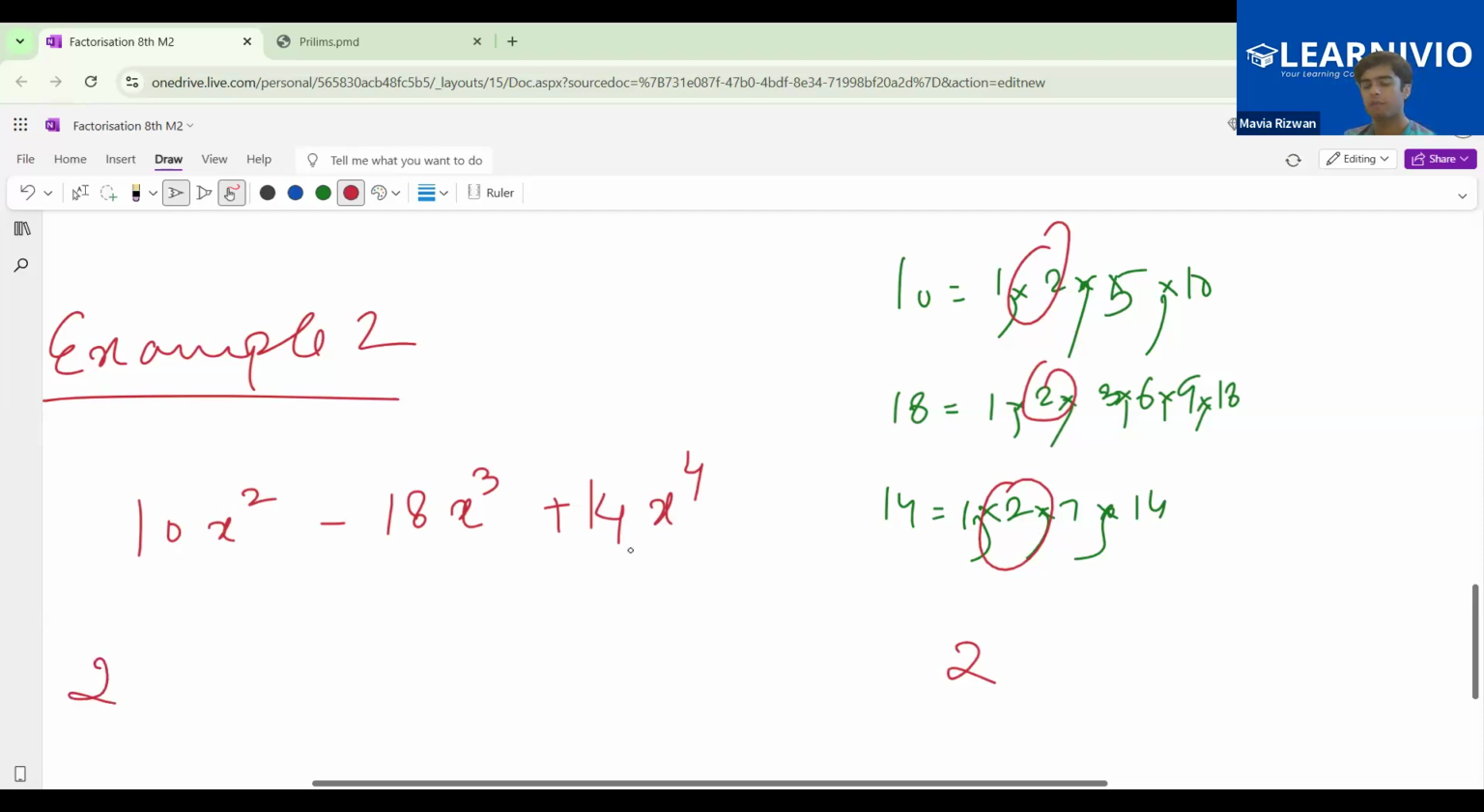x square, x cube, x raised to the power 4. We can see this has x square. This is greater than x square. This is greater than x square. So I'll take x square common out.